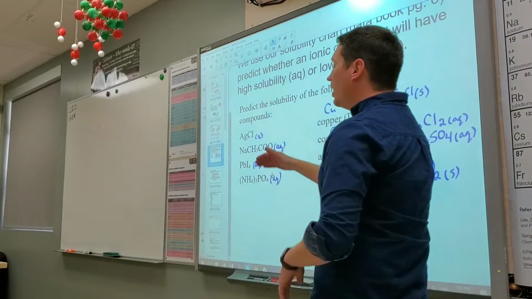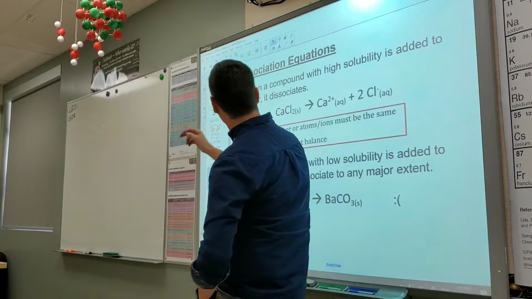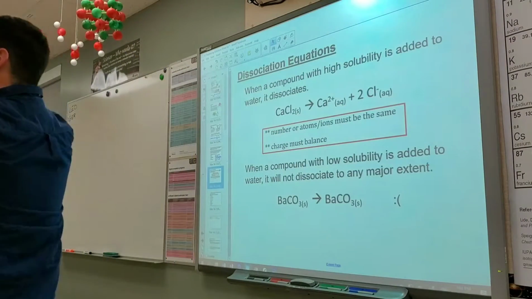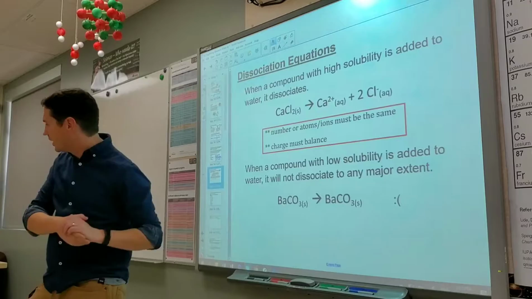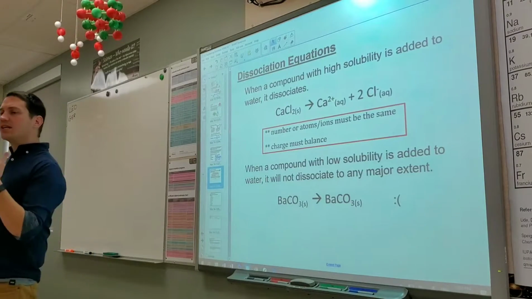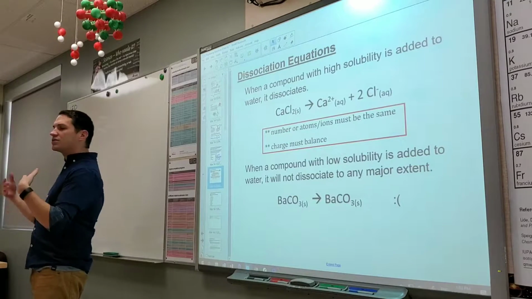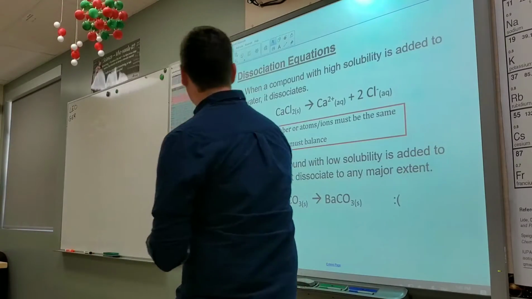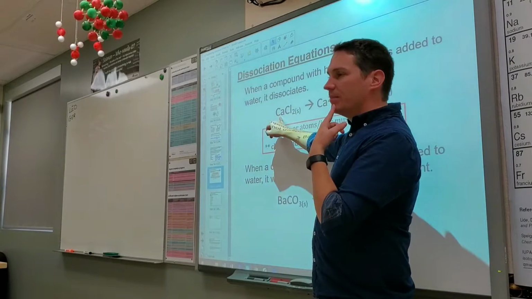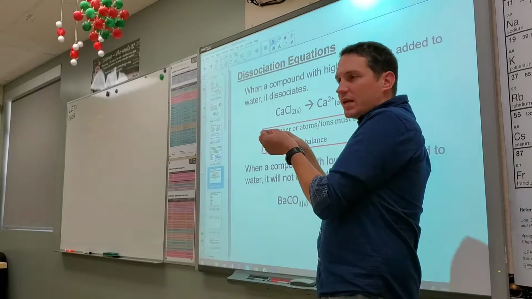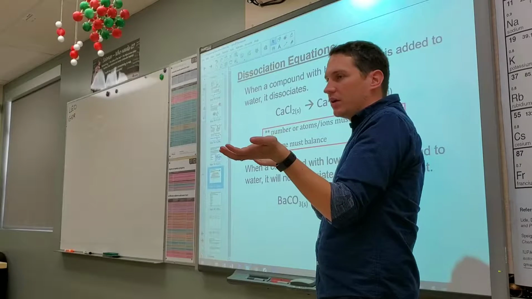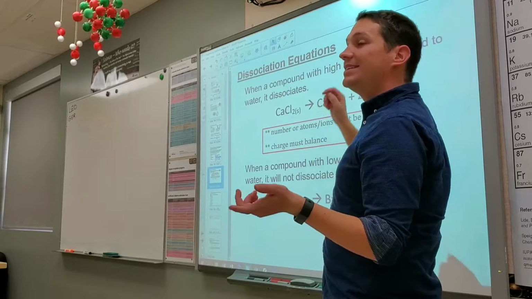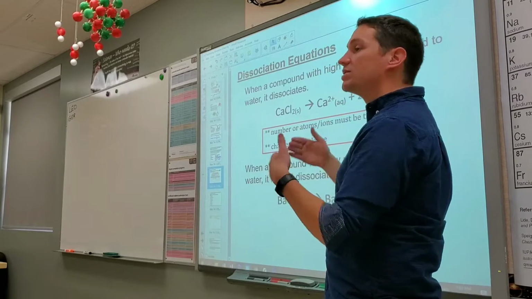Okay, we're going to move on to ionization and dissociation equations. What does it mean when something is associated with something else? Yeah, you're together or you're related. If I'm associated with somebody else, that means we have a certain relationship with each other. Now, this calcium and this chloride are associated together, right? They're put together in a compound. But when we add them to water, they will dissociate.